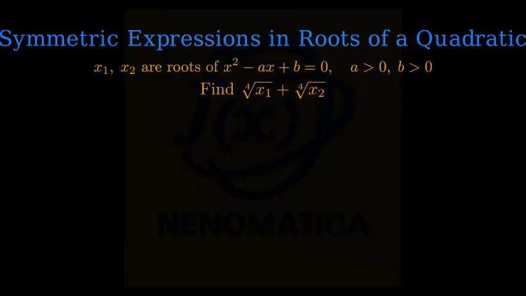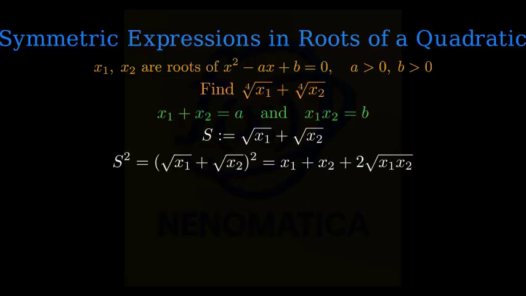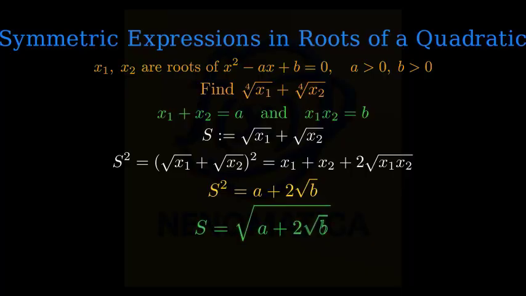First, recall Vieta's formulas. The sum of the roots equals a, and the product of the roots equals b. We start by finding the sum of square roots. Let capital S equal the square root of x sub 1 plus the square root of x sub 2. Square both sides to relate it to x sub 1 plus x sub 2, and x sub 1 times x sub 2. Substitute a for the sum, and the square root of b for the square root of the product. Then solve for s by taking the principal square root, which is valid since a and b are positive.